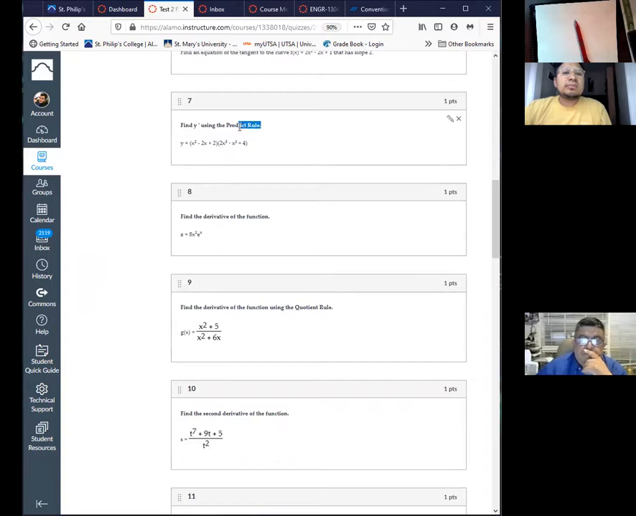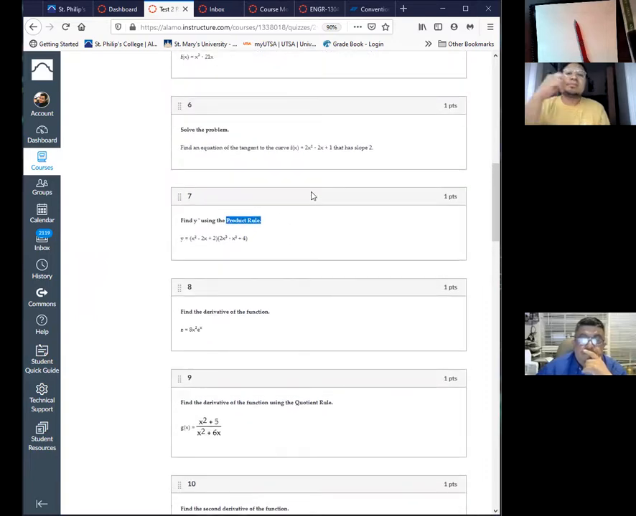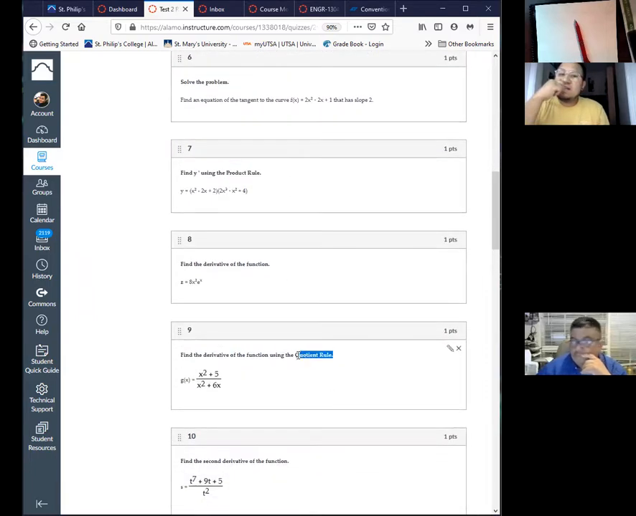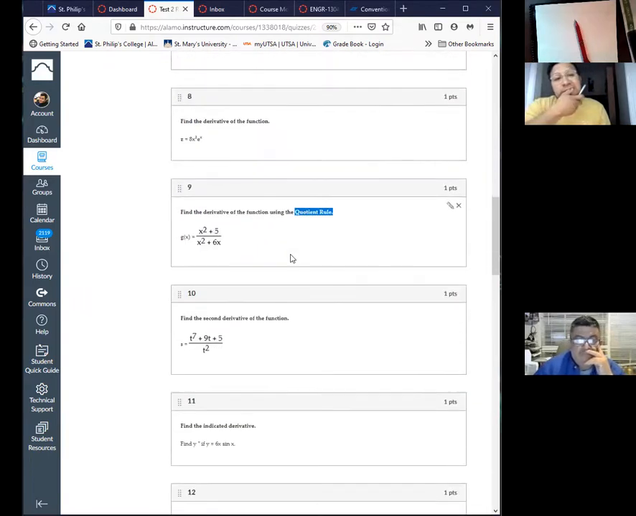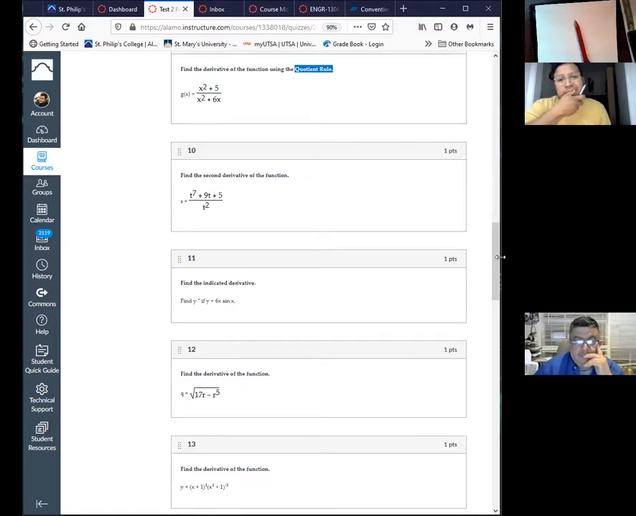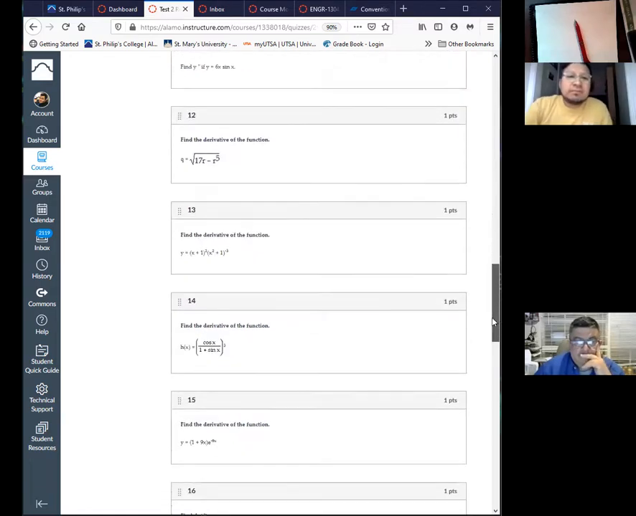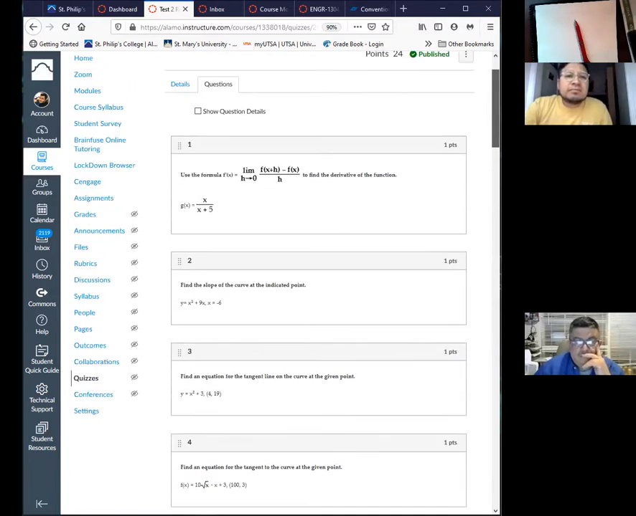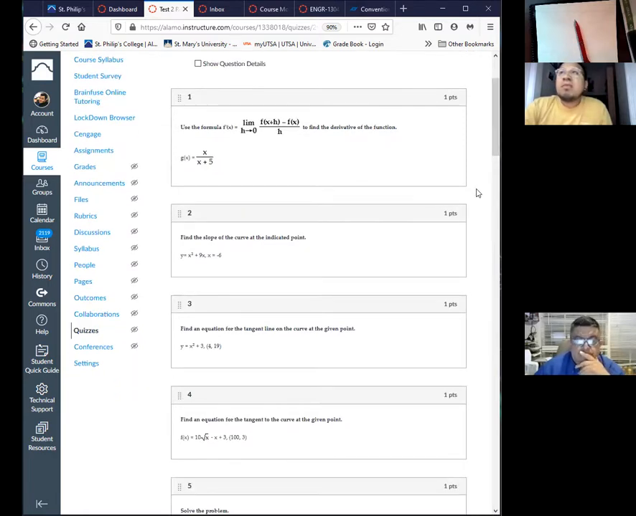Here actually tells you to use a product rule. Here tells you to use quotient, but the rest you just do it. Do whatever method you want. Okay. Let's see, but the entire test is just about derivatives. So you'll have the basic power rule all over the place, product rule, chain, quotient, etc.